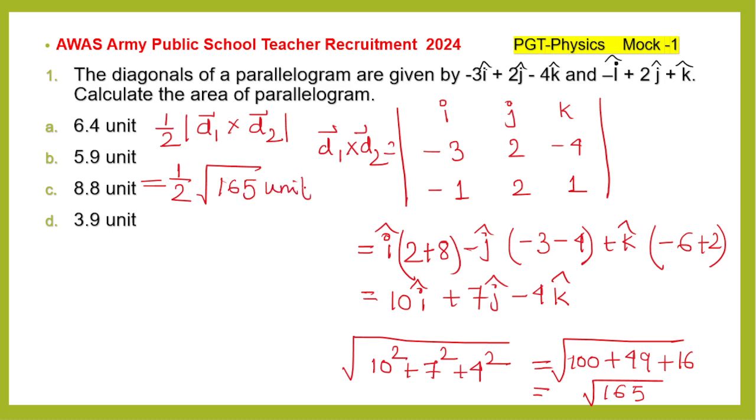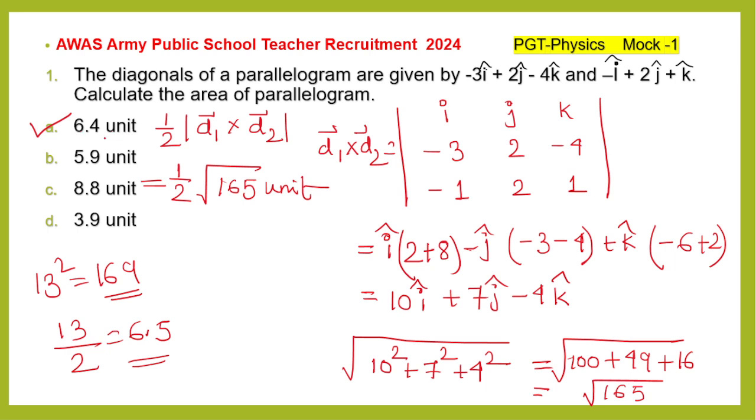165 unit. But 165 is not a perfect square, right? So how do we find out its value? We know 13 square is 169, so this value is close to 169. If the number is 169, then we get 13 by 2, and it gives 6.5. So we can say this value is very close to 6.5, right? And here we can see option number A, it is 6.4. So here 6.4 is our correct answer.